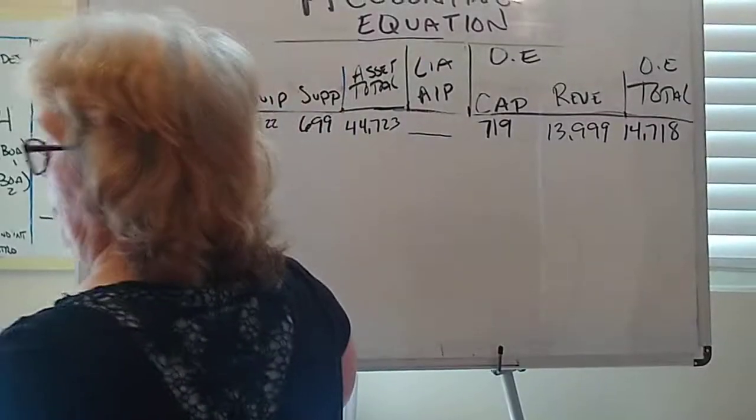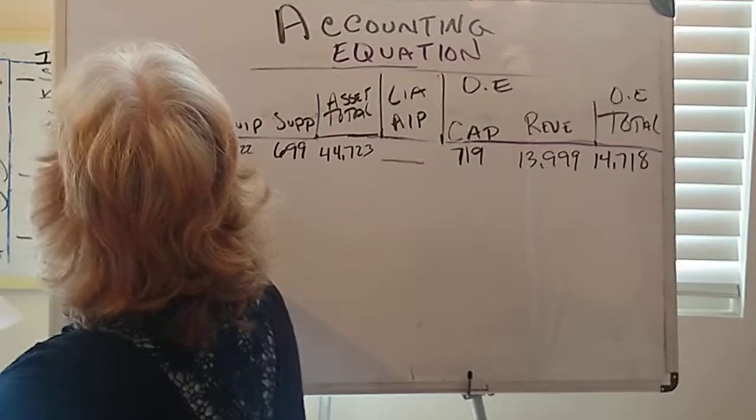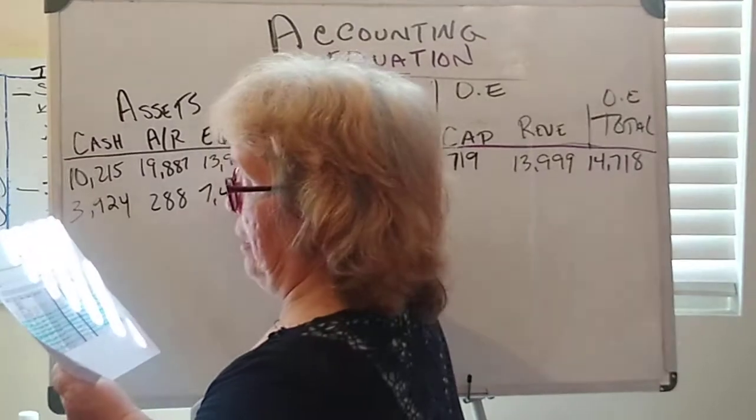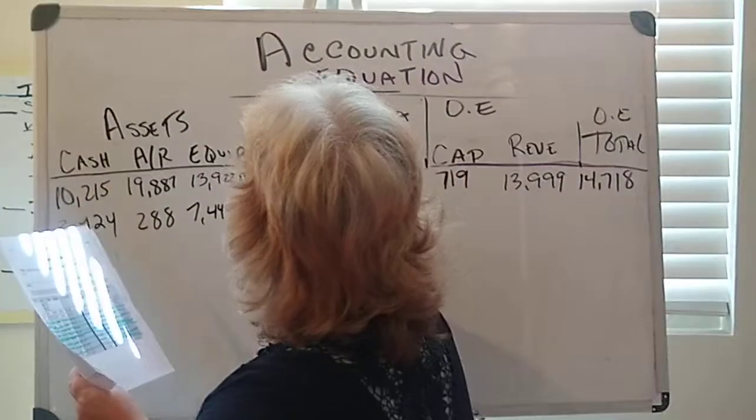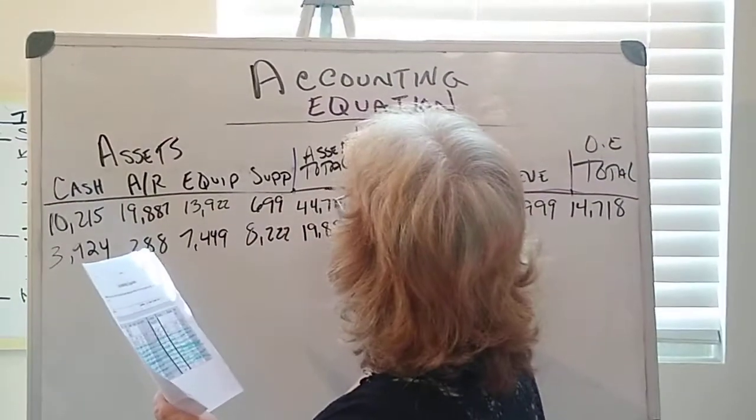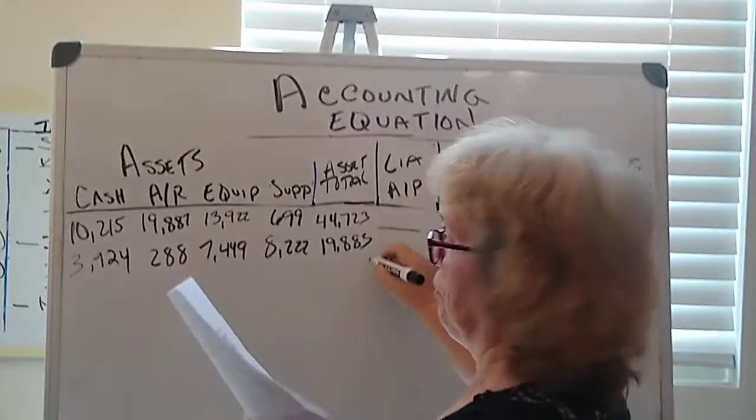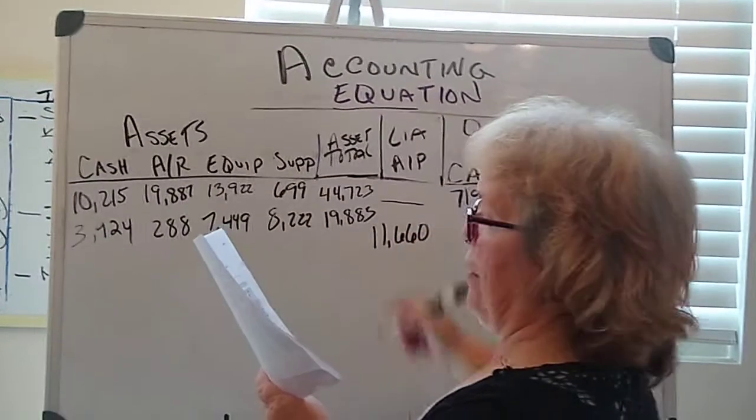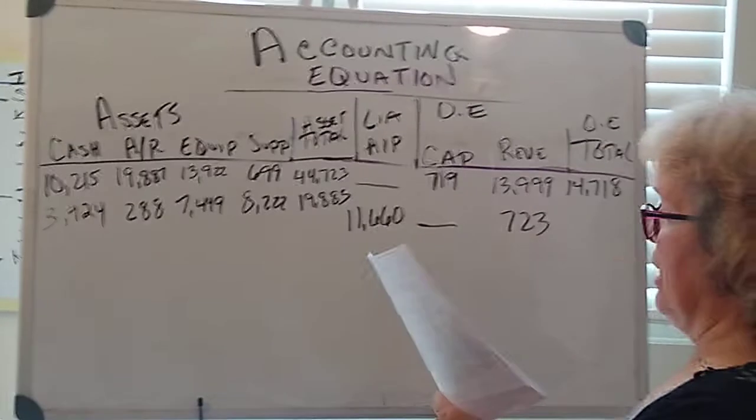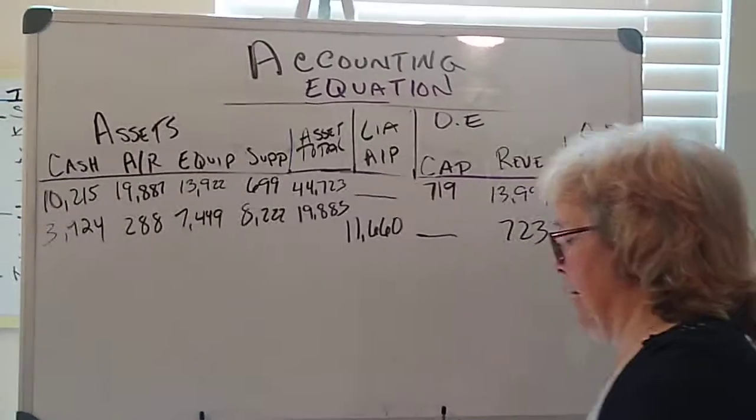So for our last one, number 11, we have 3,924 for cash, 288 for accounts receivable, 7,449 for equipment, supplies 8,222, which gives us a total of 19,883 for assets. For liability or accounts payable, I'm going to put it down here so there's more room. 11,660. What's missing is the capital, and we have 723 for revenue, giving us a total owner's equity of 8,223. So that number is missing.